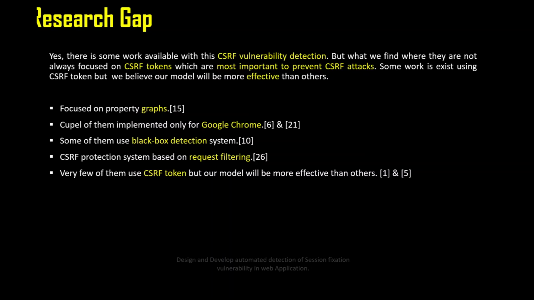So, by reviewing those papers, we see that mainly they focused on property graphs. Some of them use block diagrams to detect this vulnerability, and a couple of them are implemented only for Google Chrome and its extension, and request filtering. Very few of them use CSRF tokens, but our model will be more effective than others, as we said earlier.